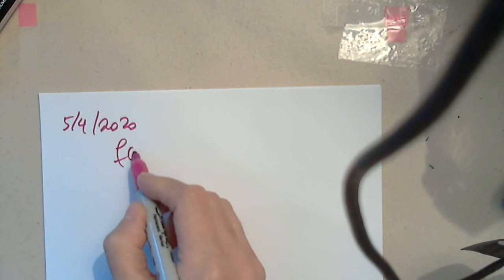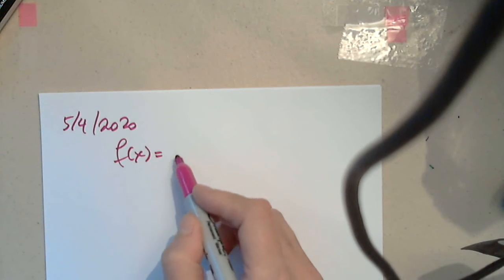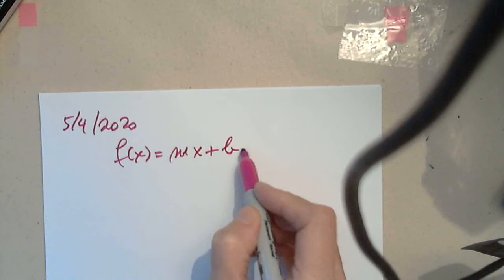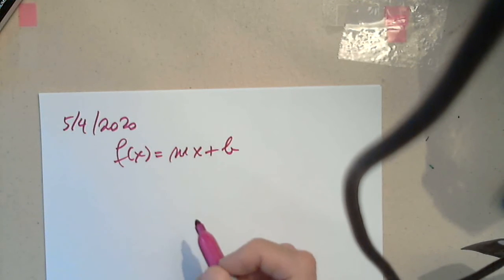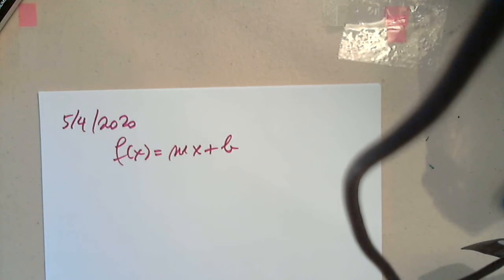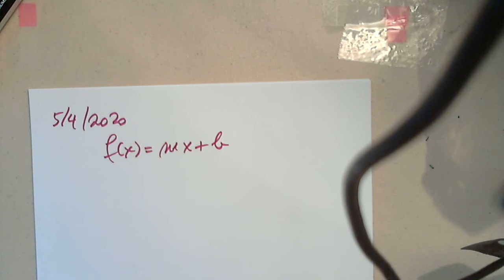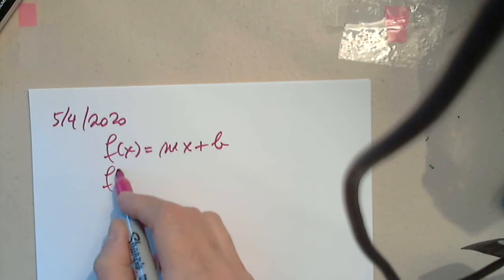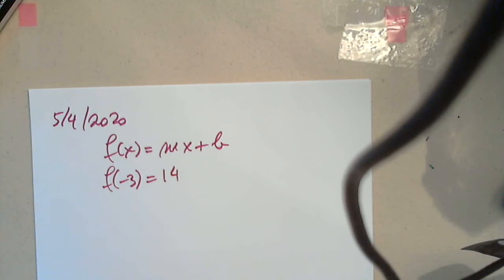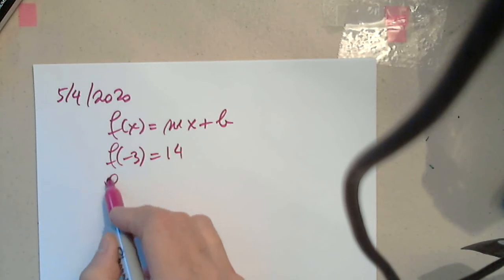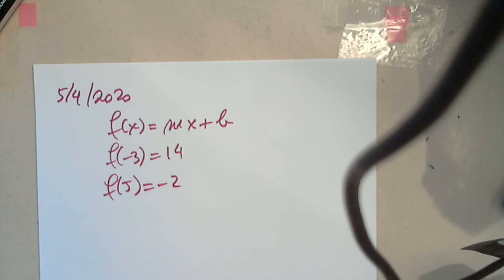So for the linear function, f of x equals mx plus b. This is the slope-intercept form. And then f of -3 equals 14, and f of 5 equals -2. Find m and b.